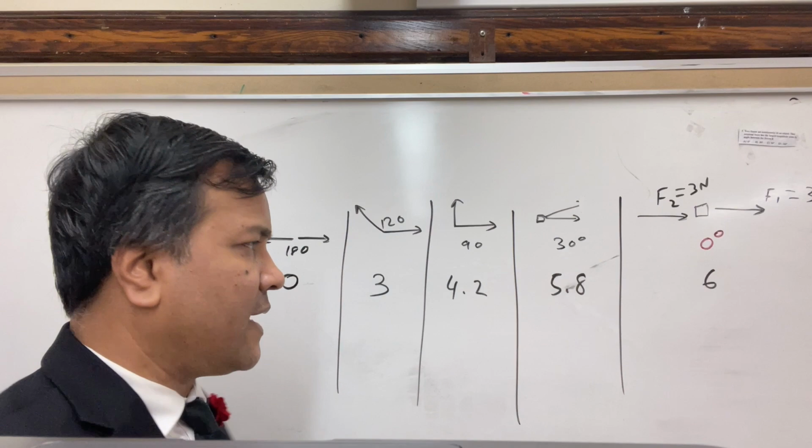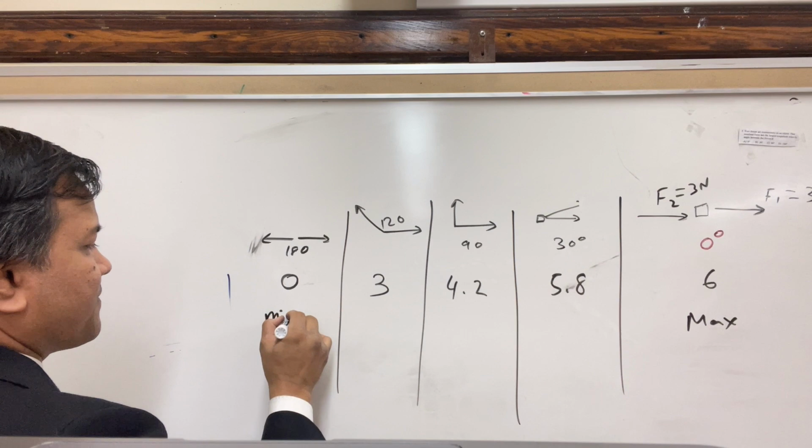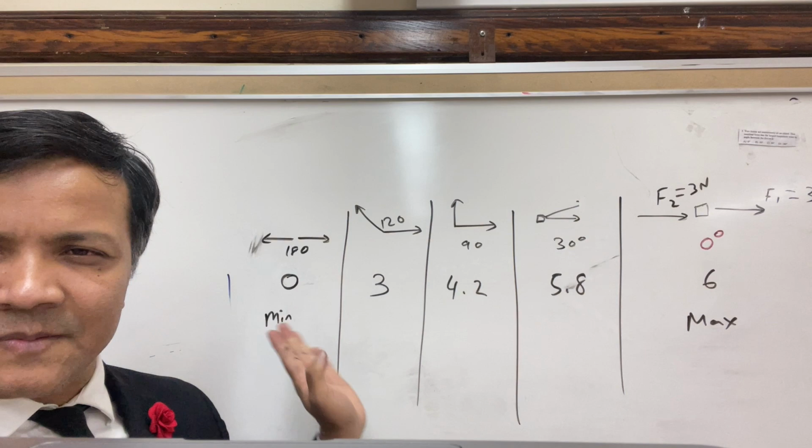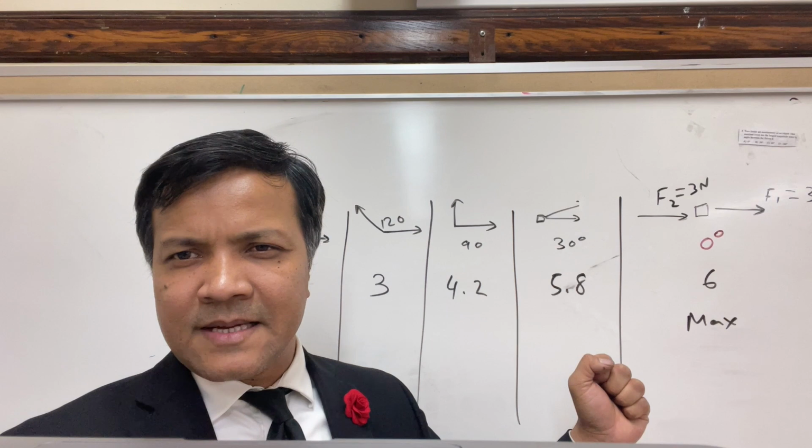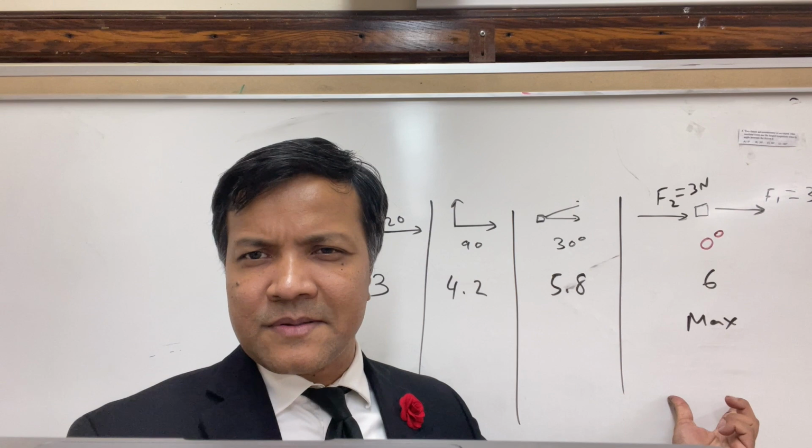At 0 degrees you get the max, and at 180 degrees you get the min. However, you will never get more than 6 and you will never get less than 0. Okay, so the resultant of the two forces is the greatest when the angle between the two forces is 0 degrees.